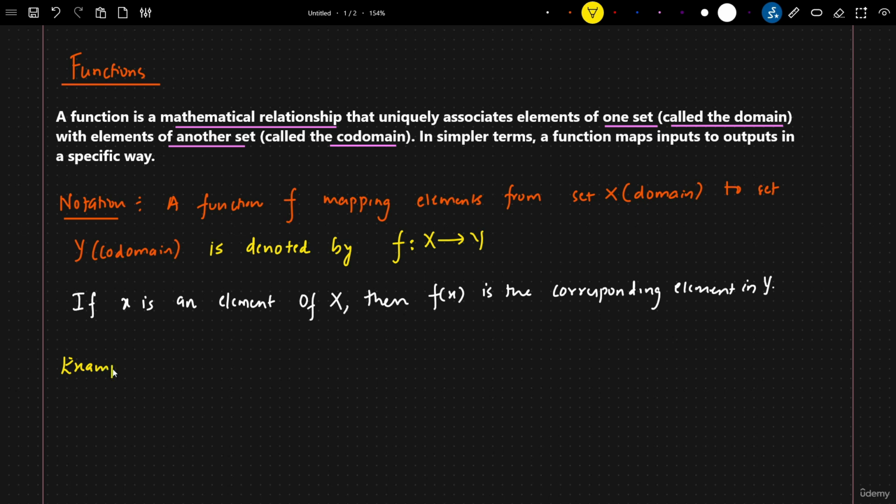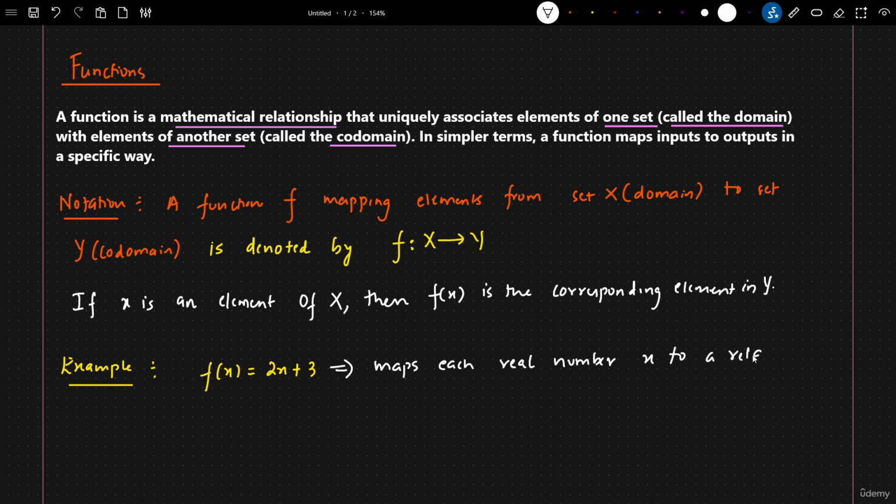So let's take an example. Let's consider that I have a function f of x equal to 2x plus 3. What does this f of x basically indicate? Here we can write that it maps each real number x to a real number 2x plus 3.